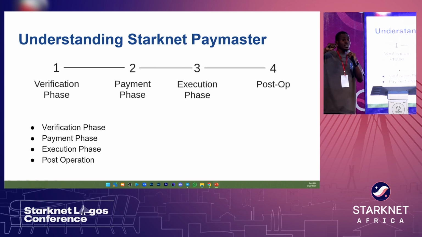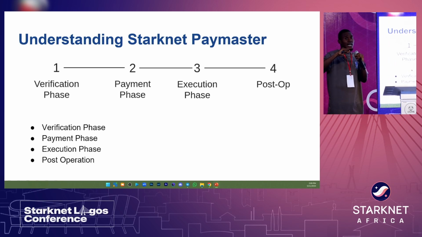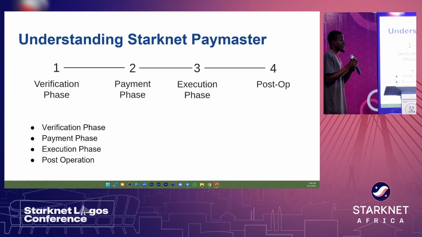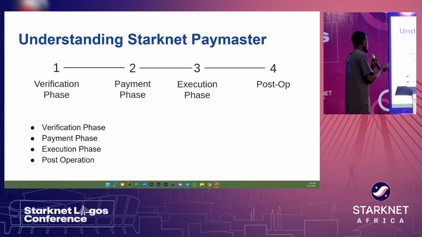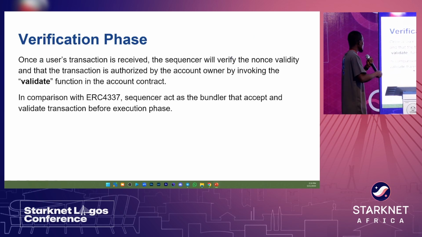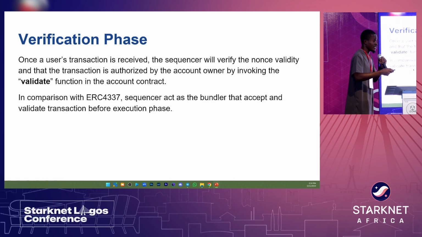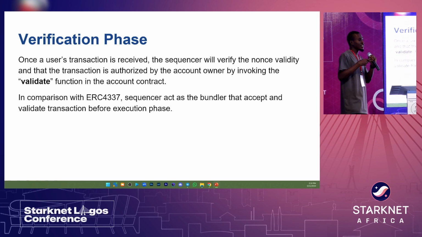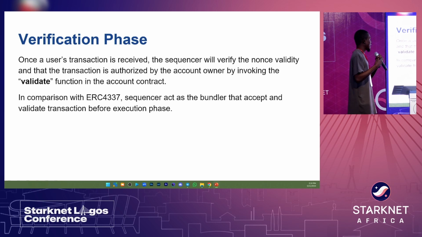Understanding the transaction flow in Starknet will help us further understand how to implement Paymaster on Starknet, or how Paymaster on Starknet works. There are 4 phases of transactions in Starknet. We have the verification phase, the payment phase, the execution phase, and the post-operation phase. In the verification phase, a user sends transactions to the sequencer, where the sequencer receives the transaction, verifies its validity, and whether the transaction is truly authorized by the account owner by invoking the validate function.